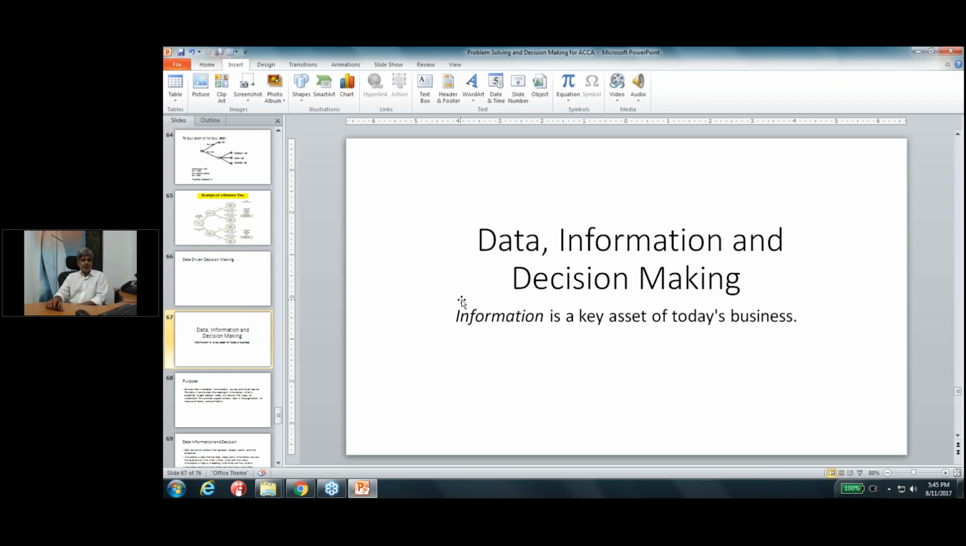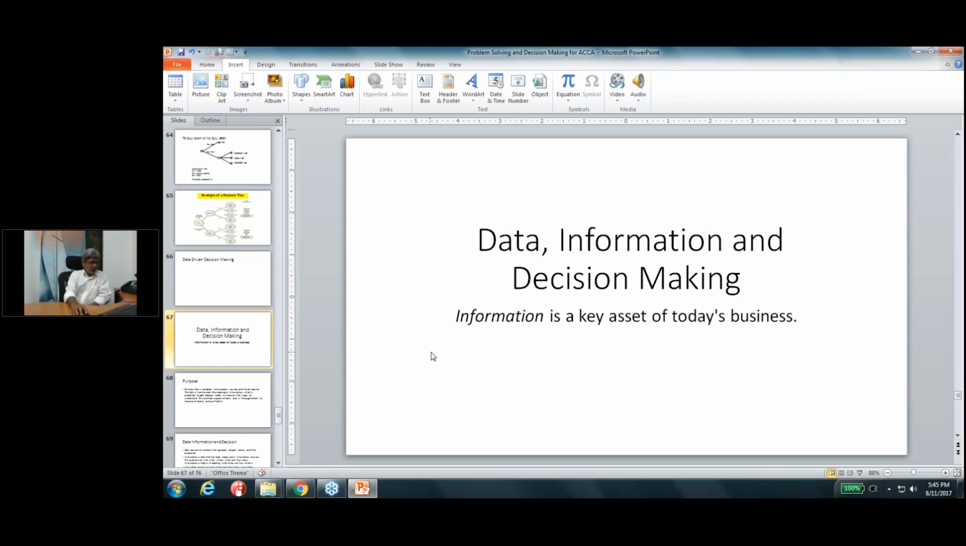So data, information, and decision making. We have the data with us, we need to transform and organize it so that we can convert it into information. That information will be used to make decisions. Once the decision is made and implemented, whatever the outcome is, this will give you an experience, and that experience will lead you to knowledge, and knowledge is one of the key components of your decision.